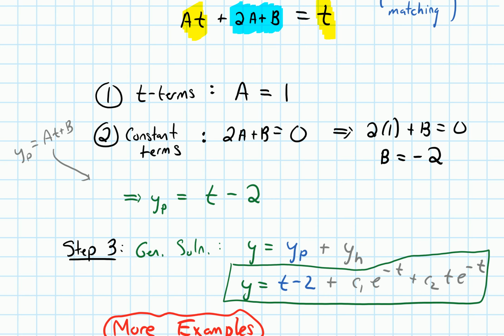All right, so like I mentioned before, I wanted to start off with some easier examples, but in the next video, we're going to start to up the difficulty with these and take a look at some of the complications that can arise when we use this method.